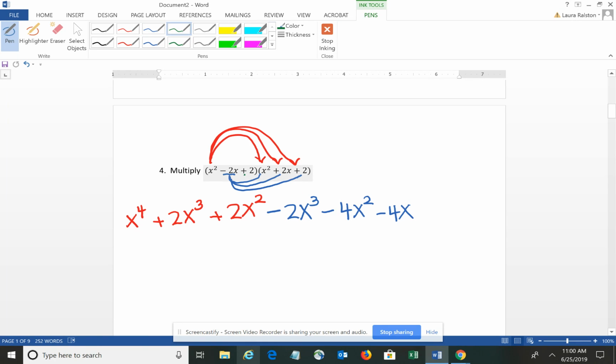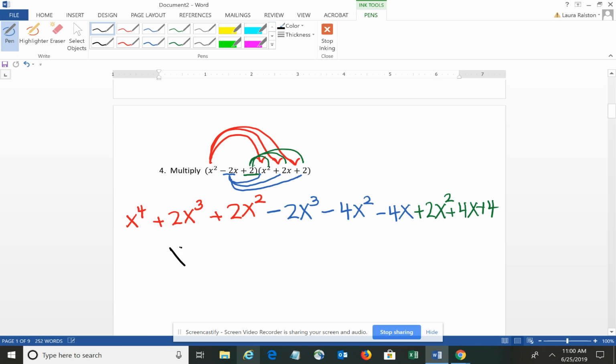Then we have to do plus 2. So positive 2 times x squared is plus 2x squared. Positive 2 times positive 2x is plus 4x. And finally, positive 2 times positive 2 is positive 4. After you've finished all the multiplying, you go back and you combine like terms.